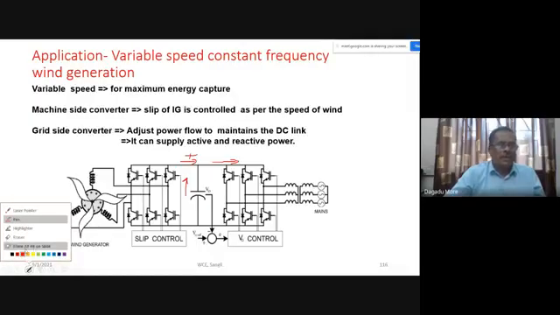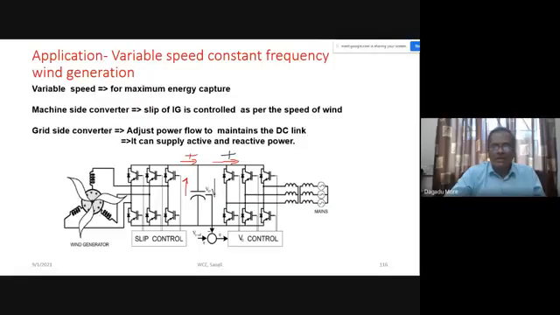Now let us assume the power coming from this is less and the power going to the grid is higher. Then there will be a deficit of power, and the capacitor voltage will decrease. So the voltage across the capacitor depends upon how much power is coming to the capacitor and how much power is going from the capacitor. And our objective is to maintain a constant voltage across the capacitor.